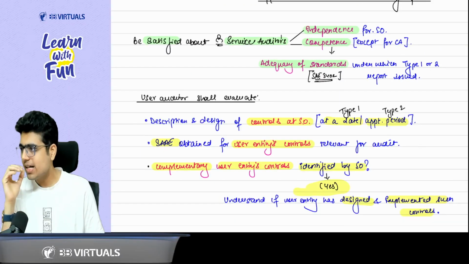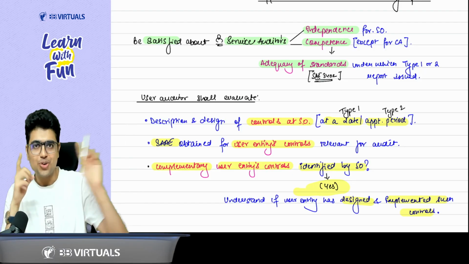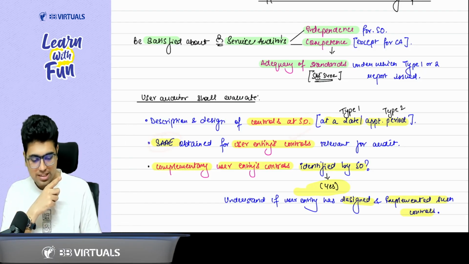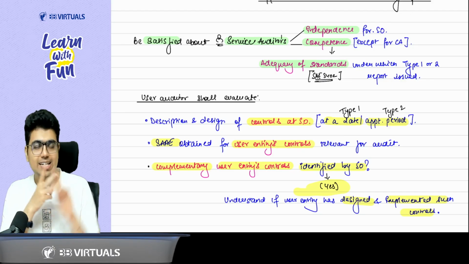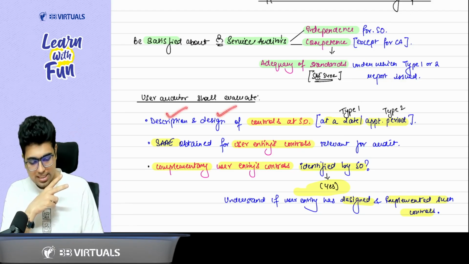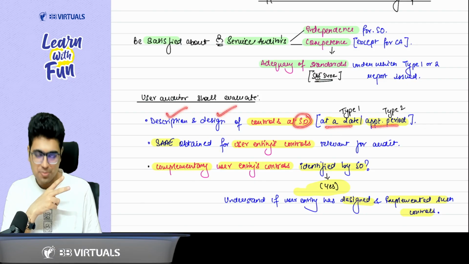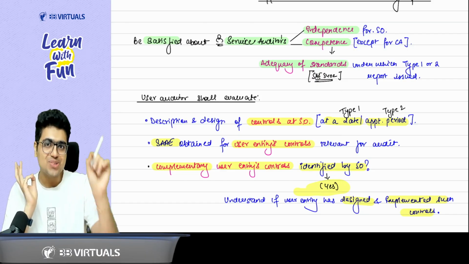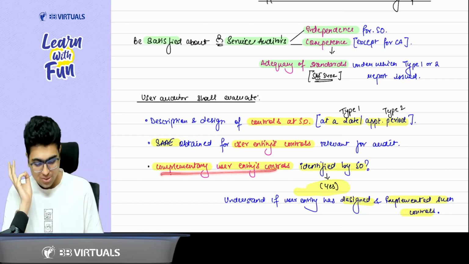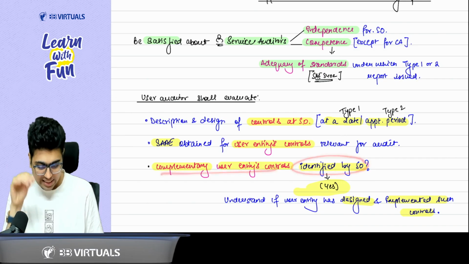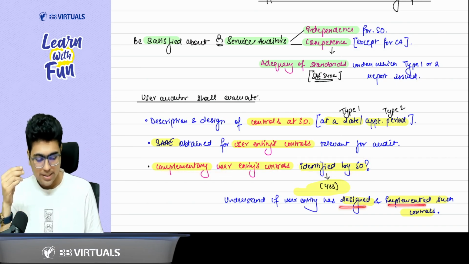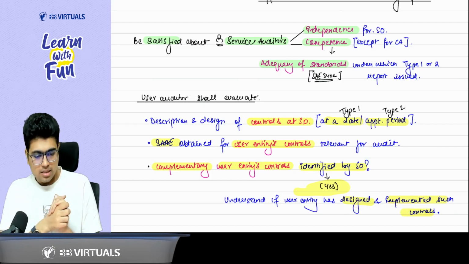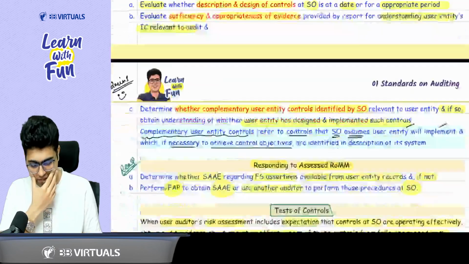The user auditor will take understanding of what? Three types of control. First of all, user entity controls, sufficient and appropriate evidence for user entity controls. Second, SO's controls, description and design of the control at the SO at a date or appropriate period. And to support these controls, we have complementary user entity controls identified by the SO. If yes, then understand the design and implementation of such controls. Now we are done with this topic.